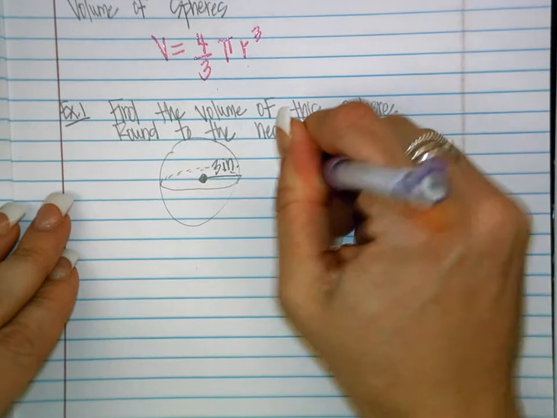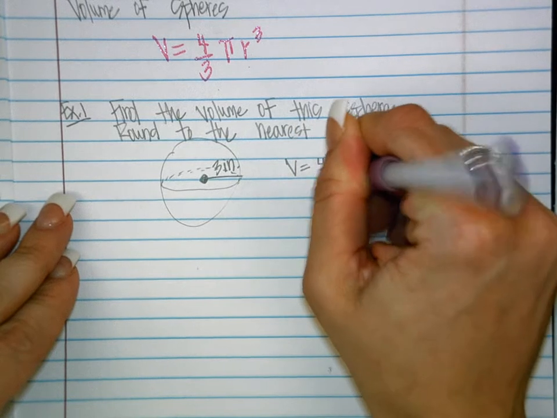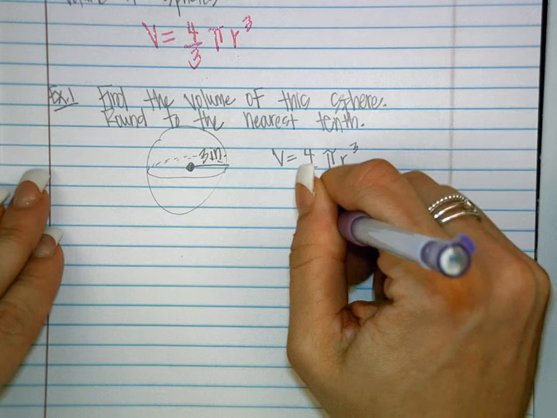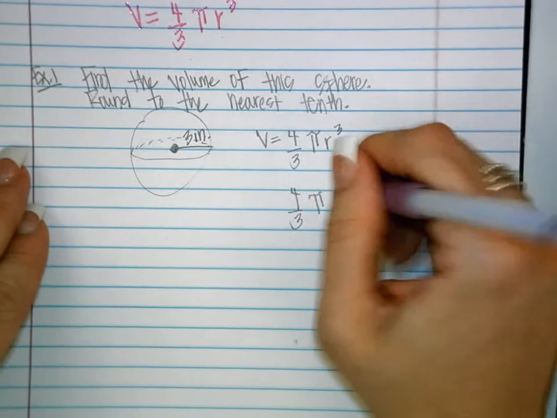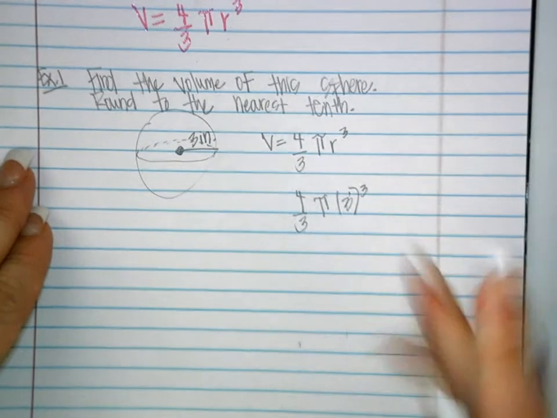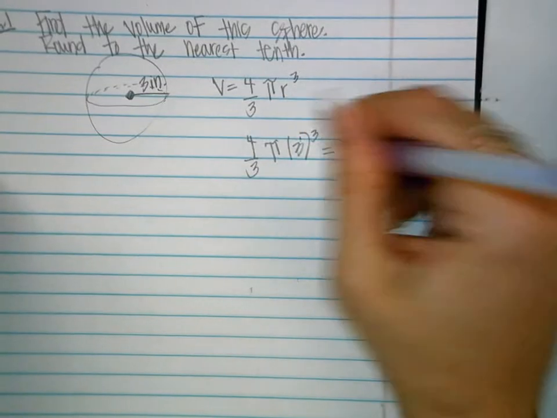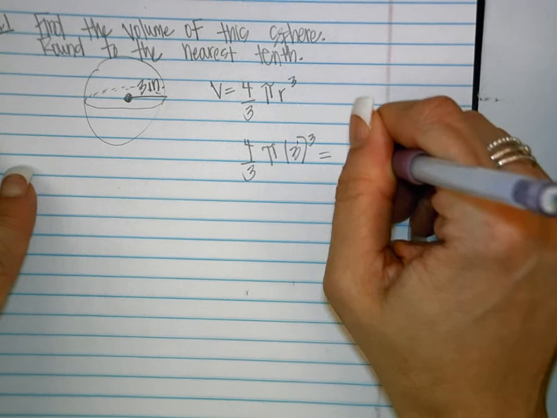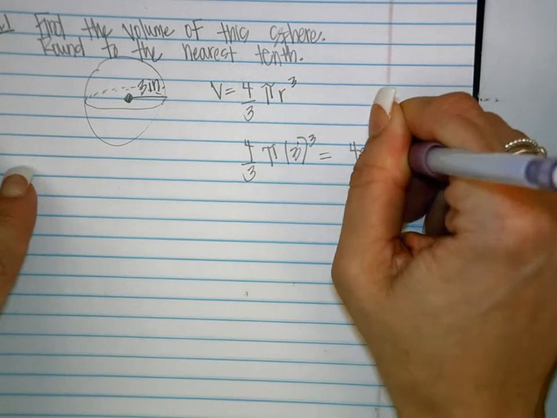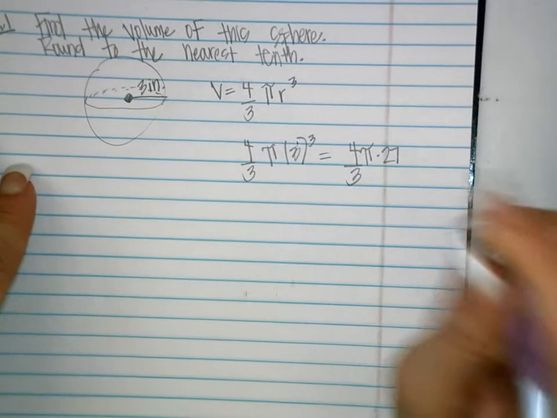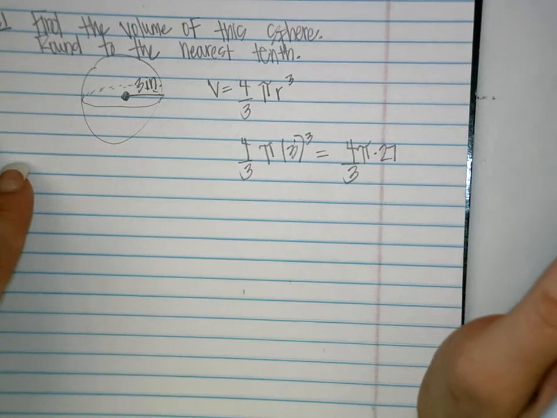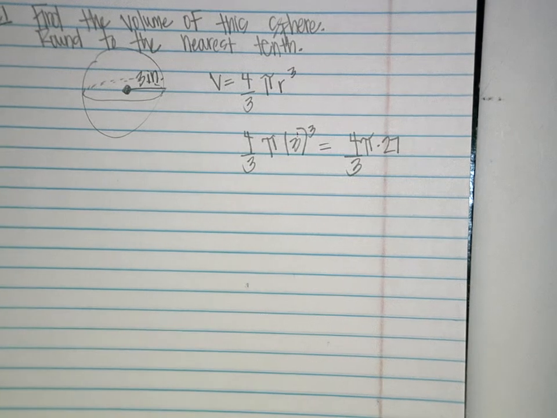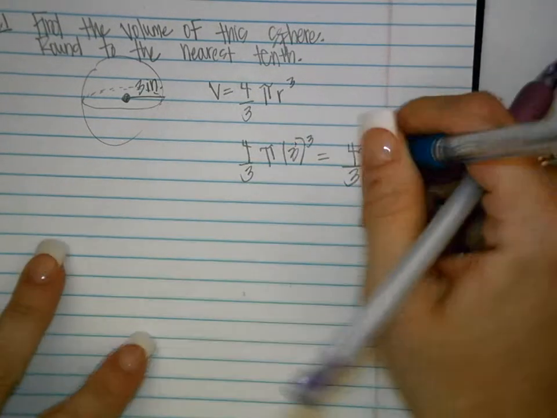So volume is equal to 4/3 pi r cubed. So we're going to plug this in. 4/3 times pi times what's my radius? 3. 3 cubed. So what is 3 cubed? 3 times 3 times 3 is 27. So we're going to have 4 times pi times 27 over 3. Can you do any cross canceling here? Yes. What can cross cancel? 3 and 27. Okay, this becomes a 1.